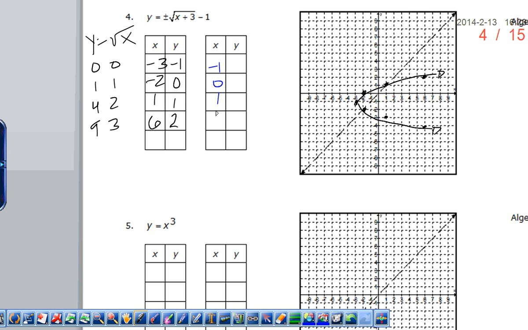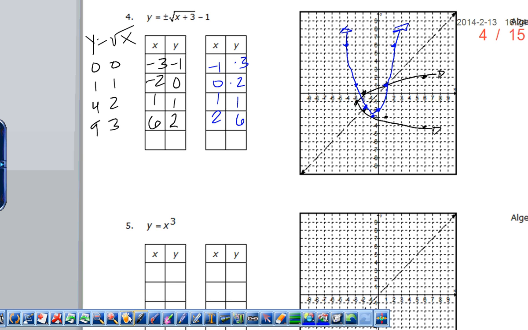So -1, 0, 1, and 2. -3, -2, 1, and 6. So another way to see it is reflect across this line. So this one looks like this. I'm thinking this one's going to be up like a cup. So -1, -3. 0, -2, 1, 1, and 2, 6. And then other way around too. So there we go. Got our little parabola right there.